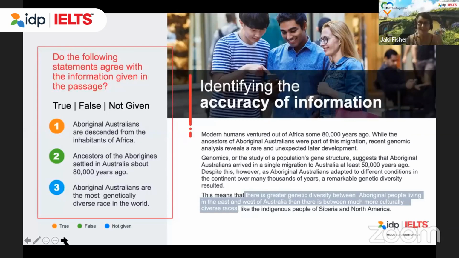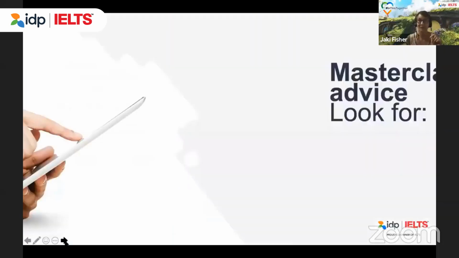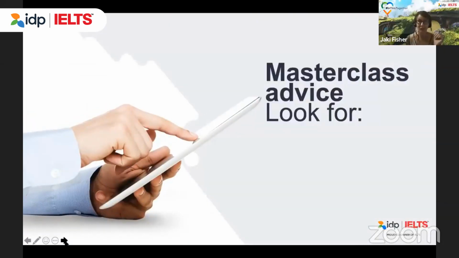Okay, so this is just to give you a taste of how to do the reading test. The reading test, we need to move fast. If you get stuck on a question for more than about 45 seconds, just move on and come back to it later. But never leave a question blank because you don't lose marks for a wrong answer.